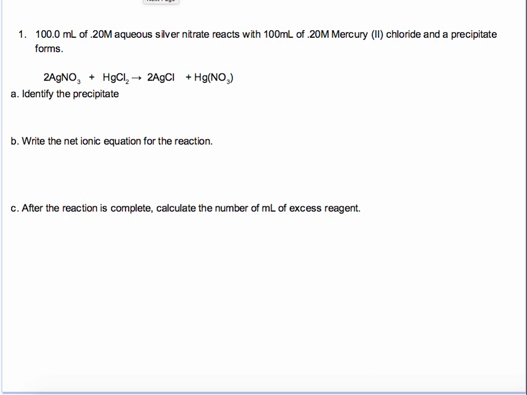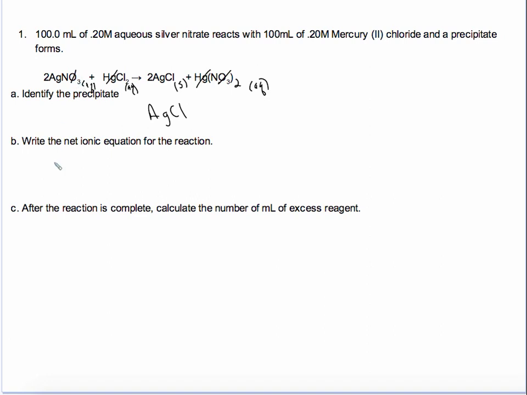Okay, this one, silver nitrate. Let's see. Silver nitrate reacts with 100 milliliters of 2 molar mercury chloride and a precipitate forms. Identify the precipitate. Well, they're telling you that these are aq, so that's aq, that's aq. Now we have to know something over here, and I forgot to write the 2 there. Silver nitrate, all nitrates are aq. That's one thing AP wanted you to memorize. That means the silver chloride must be the precipitate. So silver chloride is a precipitate. Okay, write the net ionic equation.